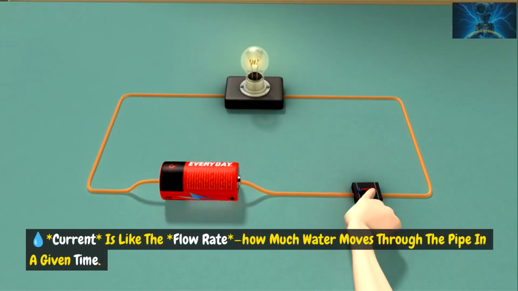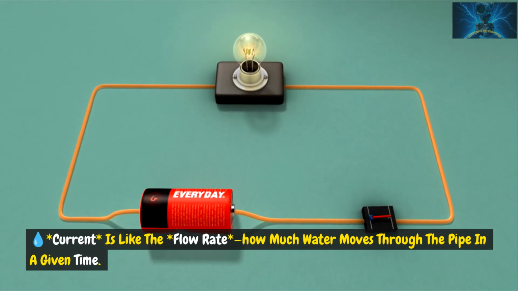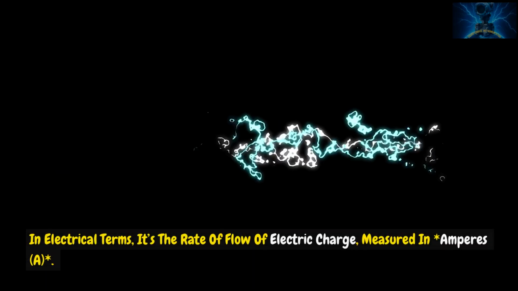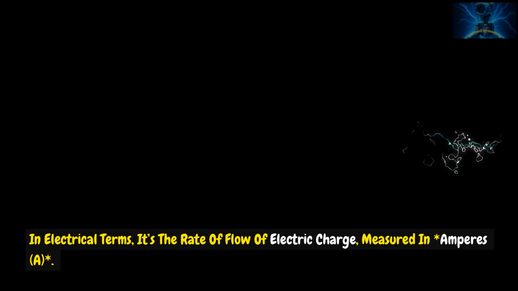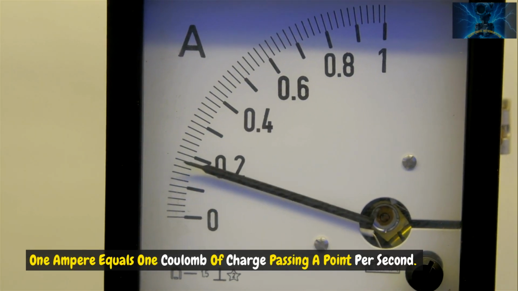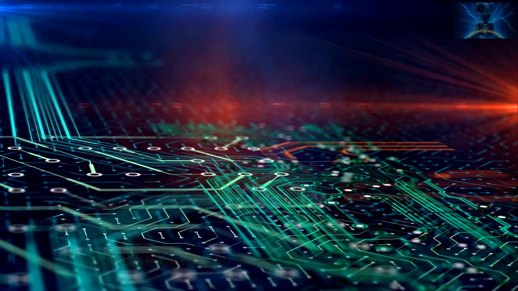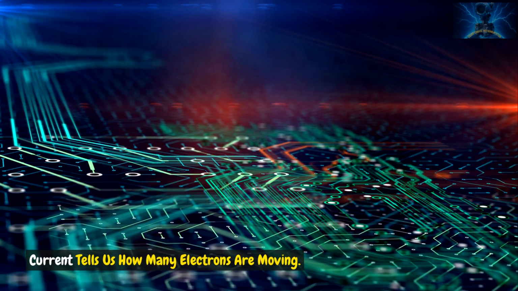Current is like the flow rate, how much water moves through the pipe in a given time. In electrical terms, it's the rate of flow of electric charge, measured in amperes, A. 1 ampere equals 1 coulomb of charge passing a point per second. Current tells us how many electrons are moving.